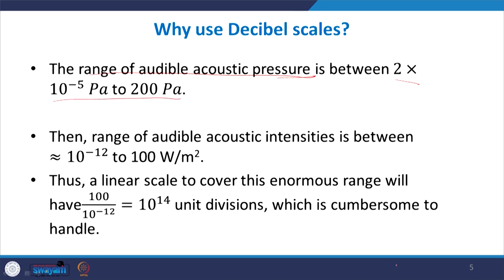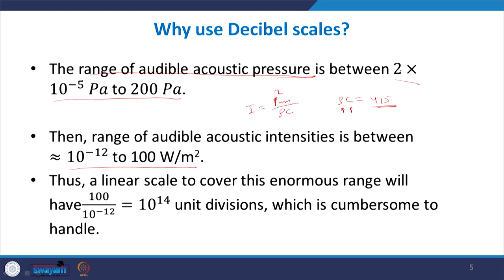The range of audible intensities corresponding to them comes out to be somewhere here, where I is simply the RMS pressure squared divided by rho c, and rho c for air is approximately 415, putting in the density and the speed of sound values. So corresponding to the audible pressure, we get some audible range of acoustic intensities.